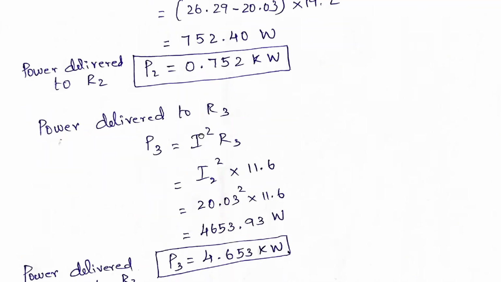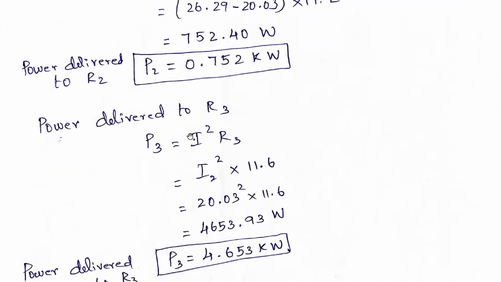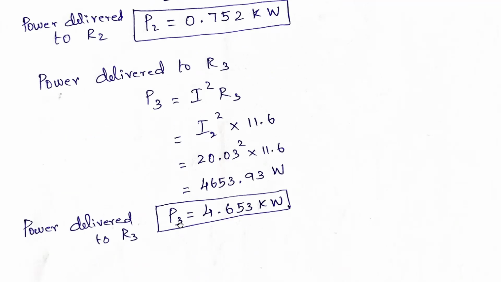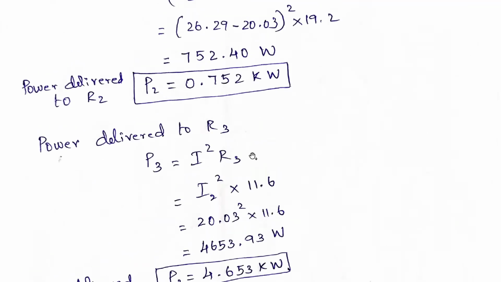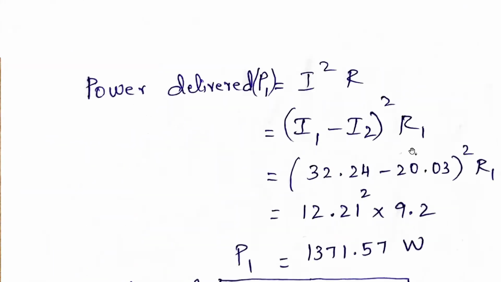Similarly, for the power delivered to R3, you will get the same answer, that is V by R the whole square into R3. If you calculate, you'll get 4.653 kilowatts. So we'll verify whether this answer and that answer are the same. So 4.653, 0.752 kilowatts, here 4.653 kilowatts, and 1.37 kilowatt.